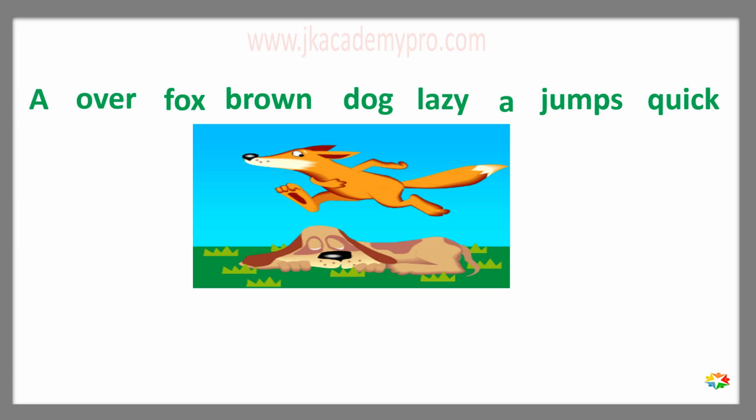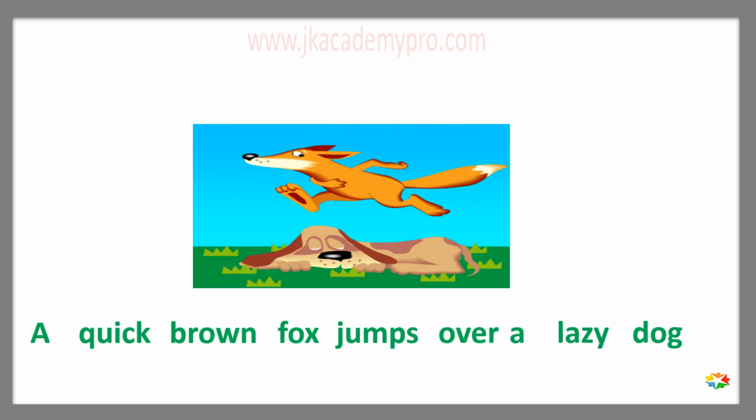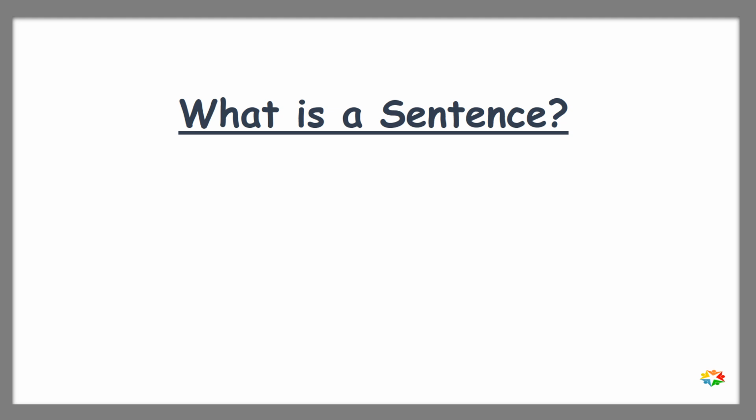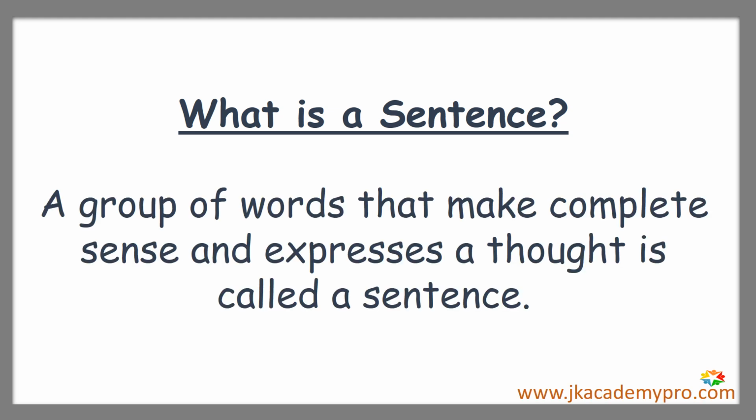Over, fox, brown, dog, lazy, jumps, quick. This makes no sense. A quick brown fox jumps over a lazy dog. Now it makes sense. So, what is a sentence? A group of words that make complete sense and expresses a thought is called a sentence.